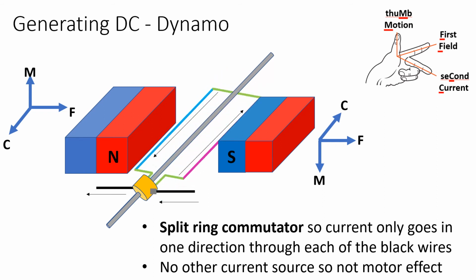There is no power supply, there is no battery, and this is the one you need to be careful of because it's so easy to get this confused with the motor effect diagram. In the motor effect, we have to supply the wire, the loop, with electrical current. In a dynamo, there is no supply of electrical current to the wire, but we do have to get some way of making that coil rotate.